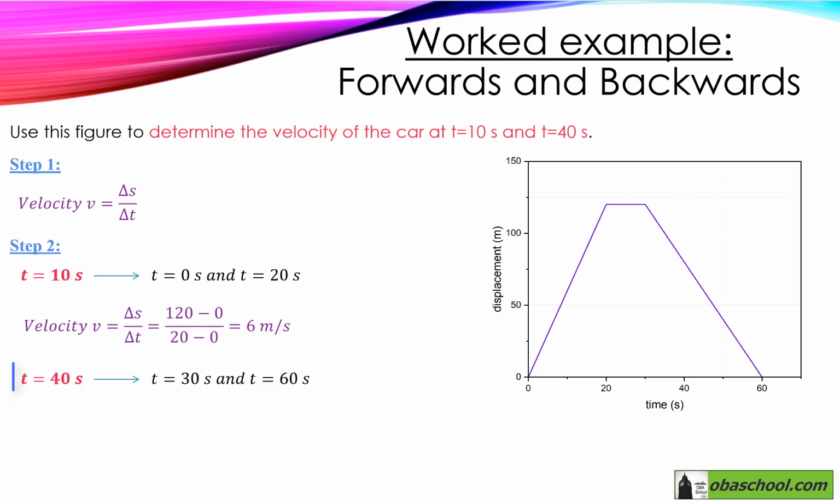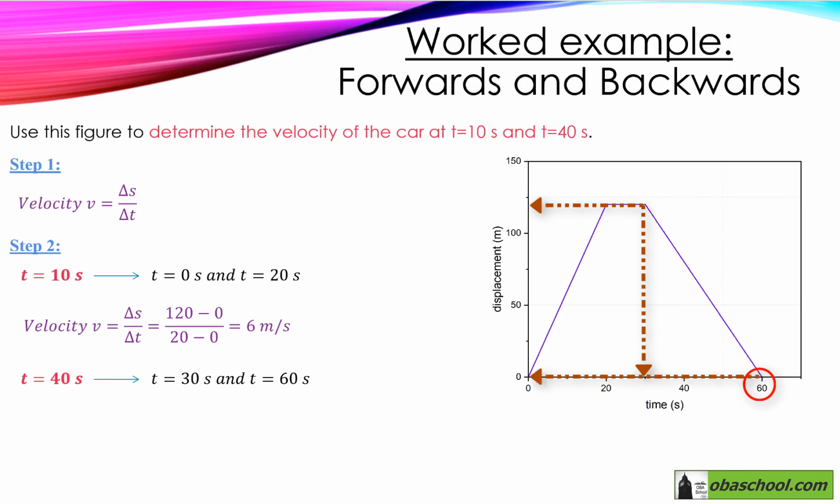The velocity at t equals 40 seconds can be determined from the gradient of the straight line graph between t equals 30 seconds and t equals 60 seconds. Using the same equation, let's determine the values. At t equals 30 seconds, the displacement is 120 meters, and at t equals 60 seconds, the displacement is 0.